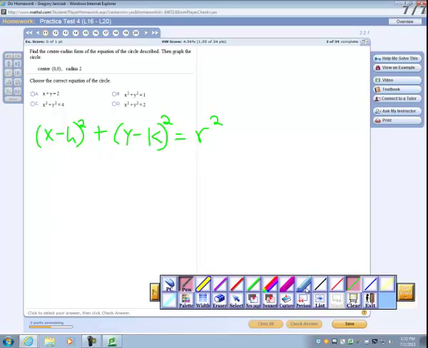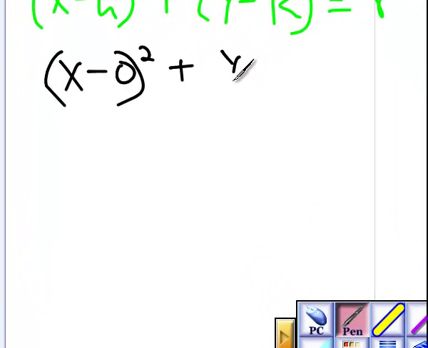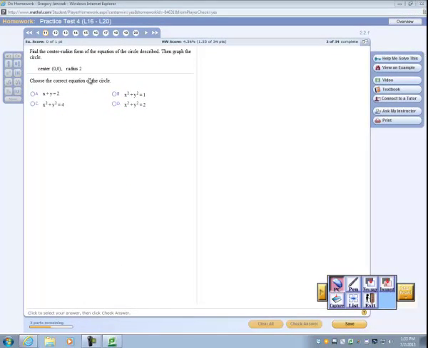So if this is x minus 0 squared plus y minus 0 squared equals 2 squared, which equation are we looking at? Yeah. So we're talking about A, B, C, or D? Yeah, C. All right? Because this will be 4. Okay.